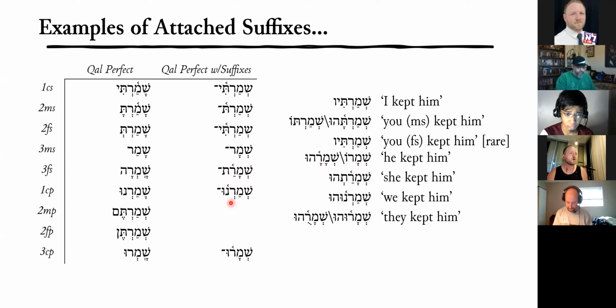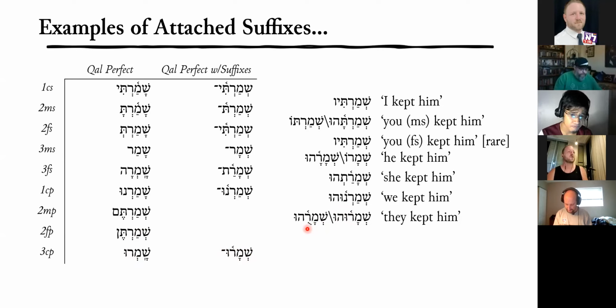Shmarnuhu, shmarnuni, we kept me, that's kind of odd. We kept them, shmarnum. You put the ending on there. And then the third common plural, shamru, the first syllable reduces. The second is now near, so it's long. Shmaru, shmaruhu. Sometimes we see the u that's internal reduced to a kubutz. That's just how it appears many times in the Bible.